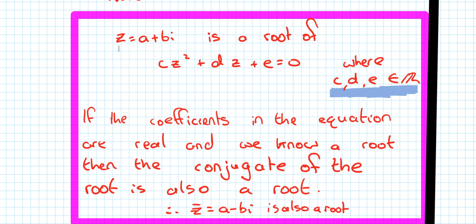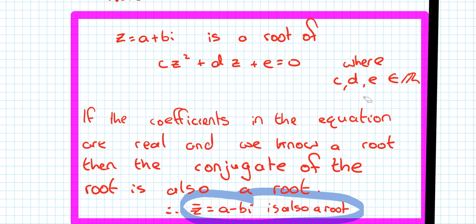Well, then I also know the conjugate of z is going to be a root. So if the coefficients in the equation are real and we know the root, then the conjugate of the root is also a root. So I know z conjugate is also a root. I think I said real there, but I should have said root. Okay, and that holds true for all complex number equations.